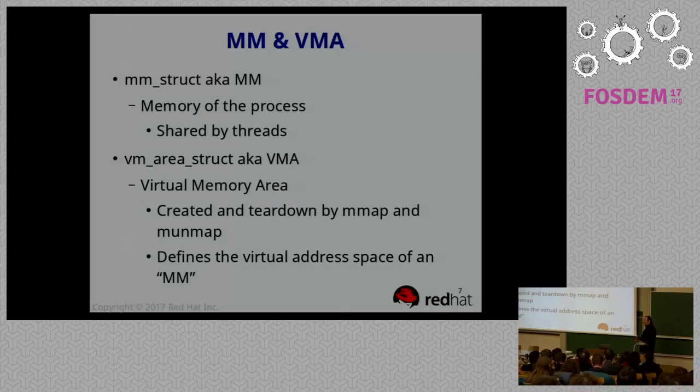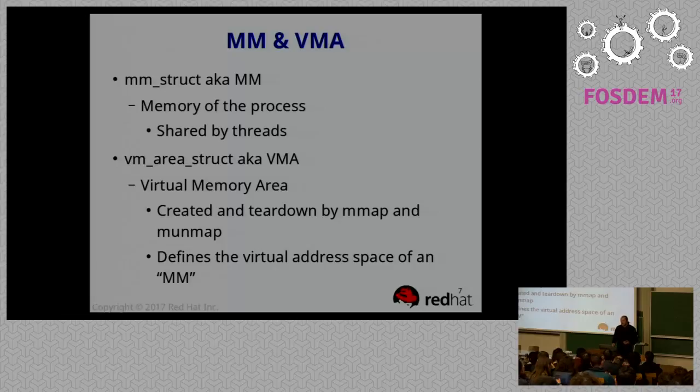So the other important structures are the MM and the VMA. So the MM is describing the process, it is effectively the memory of the process. So each process has a single MM. And if you have threads, they share the same MM.